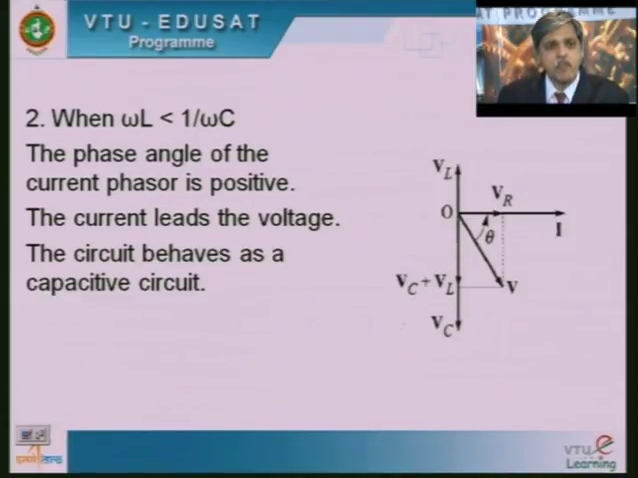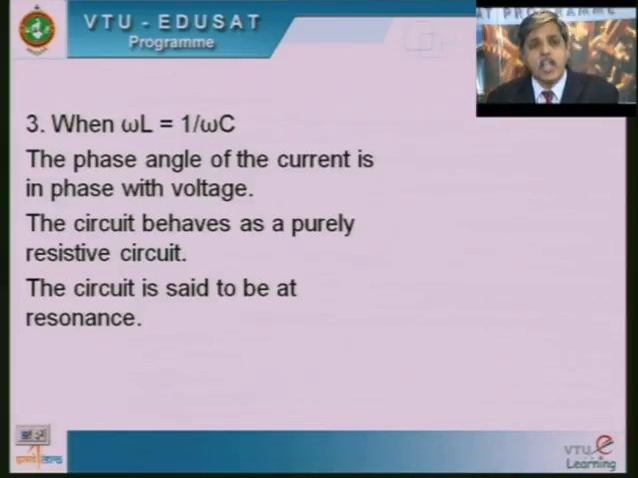The last condition for this RLC circuit is when omega L is equal to 1 by omega C. What do you mean by that? The frequency value is such that, for a given value of inductance and capacitance, the inductive reactance is equal to the capacitive reactance. If I multiply both sides by the current, I get I into omega L, which is the voltage across the inductor, equal to I multiplied by 1 by omega C, which is the voltage across the capacitor. So the voltage across the inductor VL is equal to the voltage across the capacitor VC.